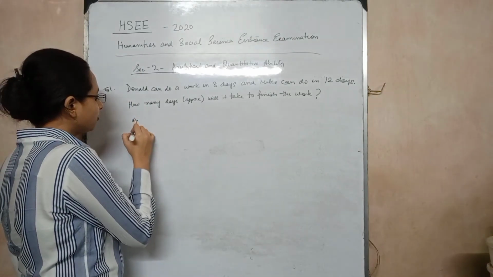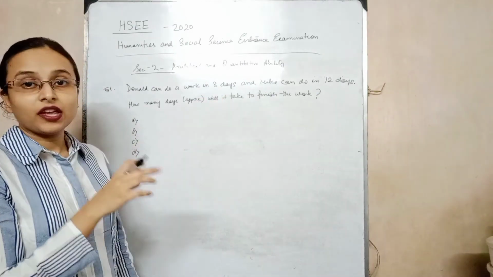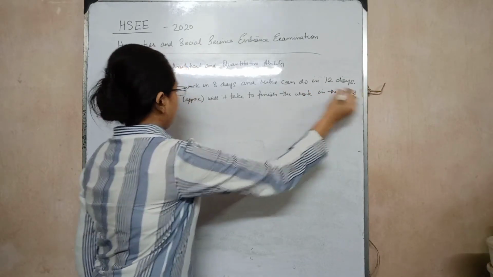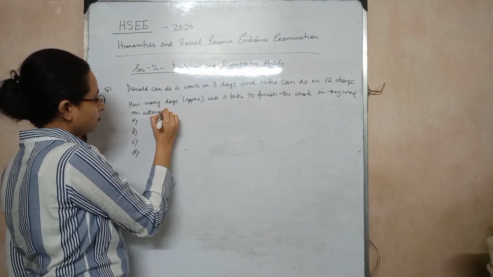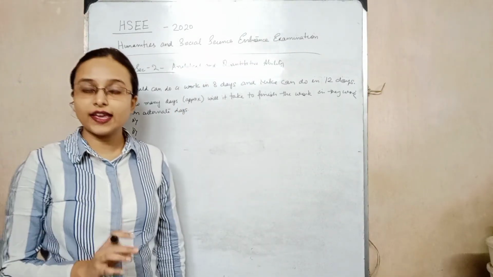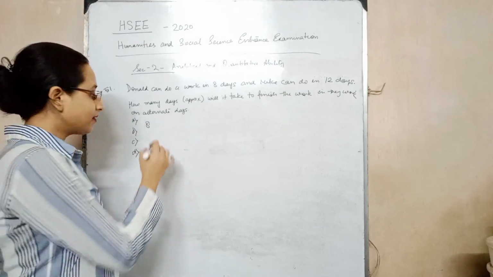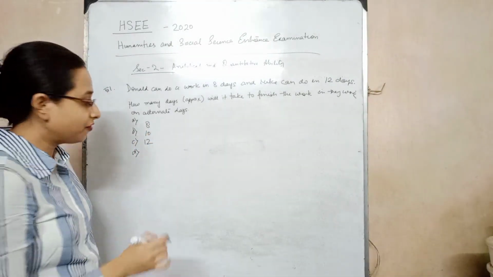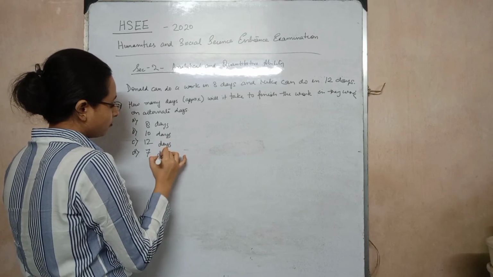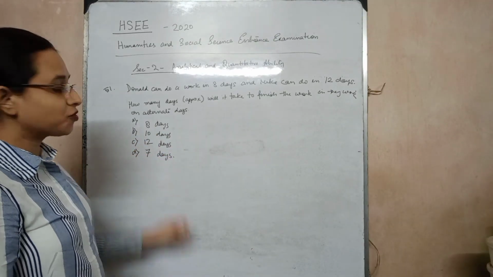Now here we are provided with four options, A, B, C and D. I forgot to write one thing: if they work on alternate days. So they are not working regularly, they are not working each and every day. They are working on alternate days. The first option is 8 days, second 10 days, third is 12 days, and the fourth option is 7 days.